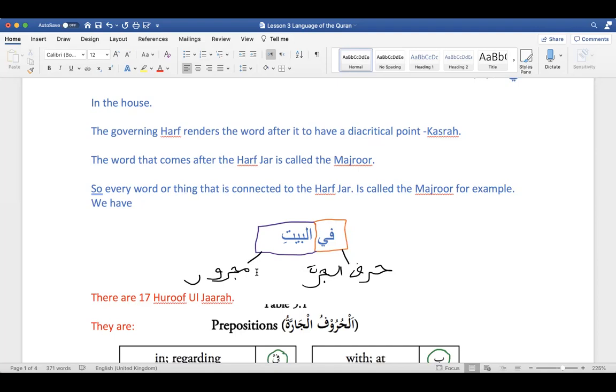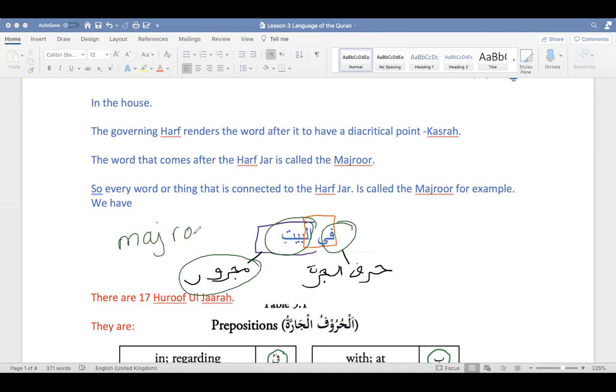So the harful jar is here. This is the harful jar, and this is the majroor. Yep, majroor is spelled like this. That's all you have to know. After harful jar, anything that comes after harful jar is known as the majroor.